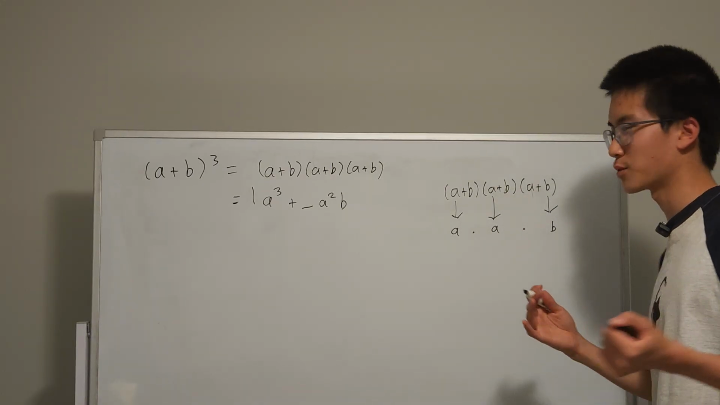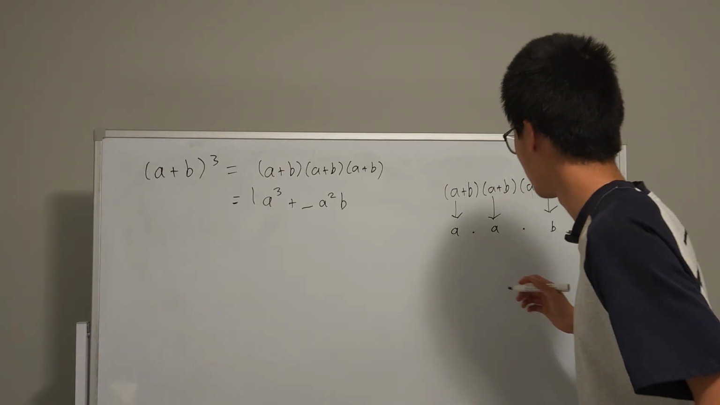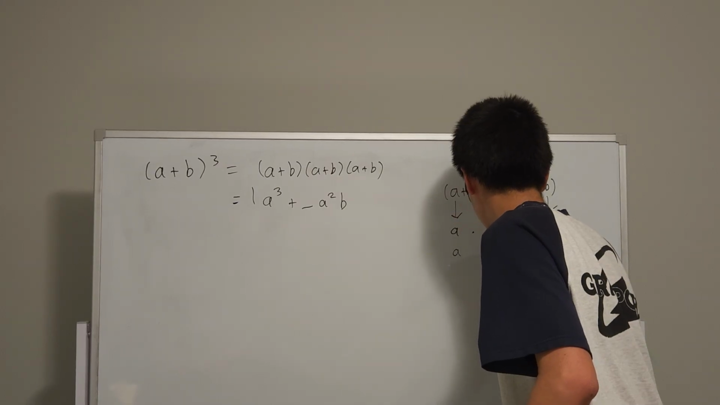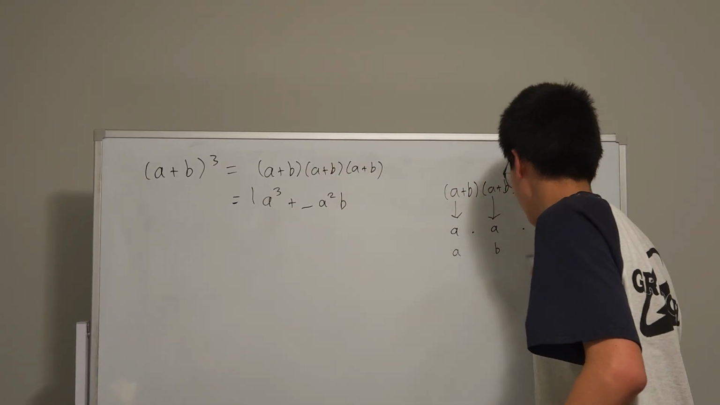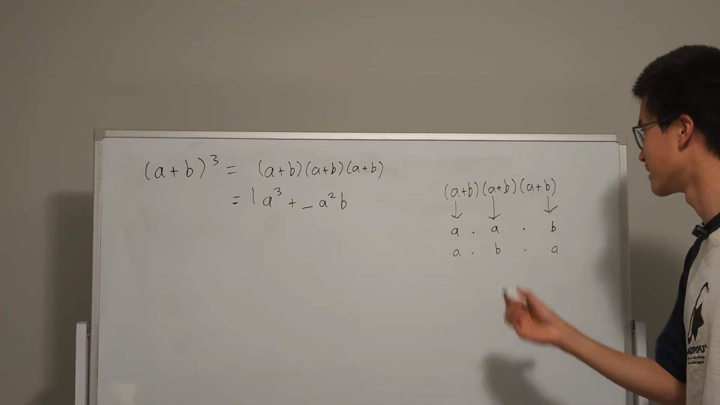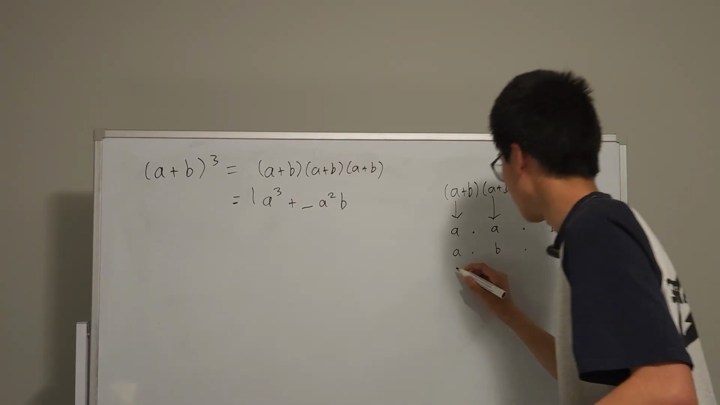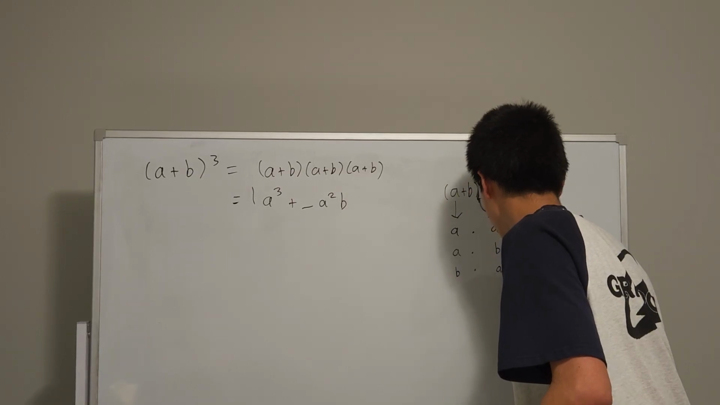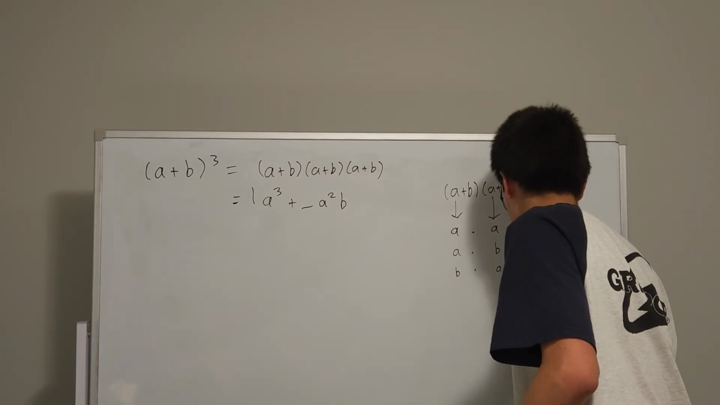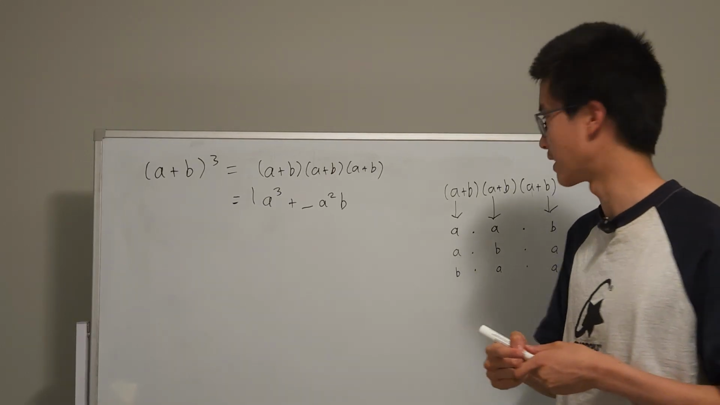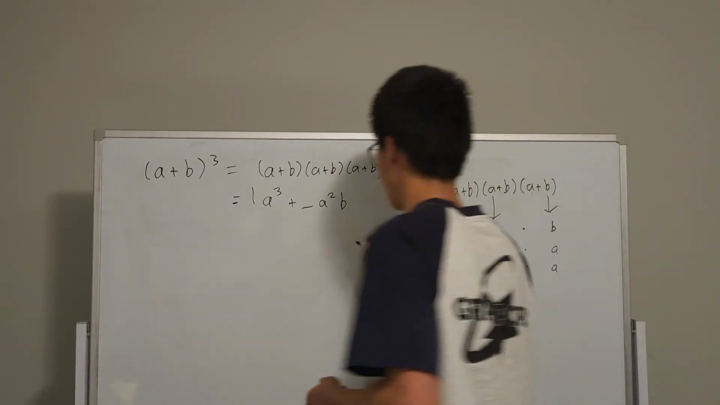Well, this is not the only way to do this. Actually, I can also do this. I can pull a b from the second product. So it becomes aba. And a times b times a is also a squared times b. And the third way to do this is b times a times a. And you notice that there are 3 ways to do this. Therefore, the coefficient of this is 3.